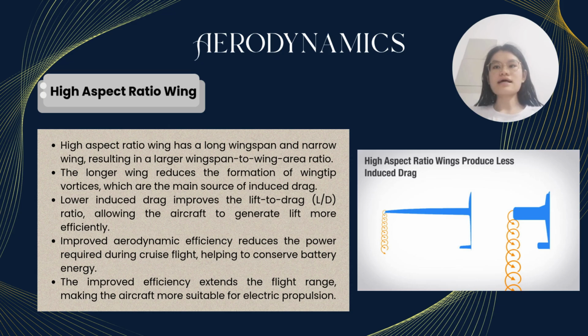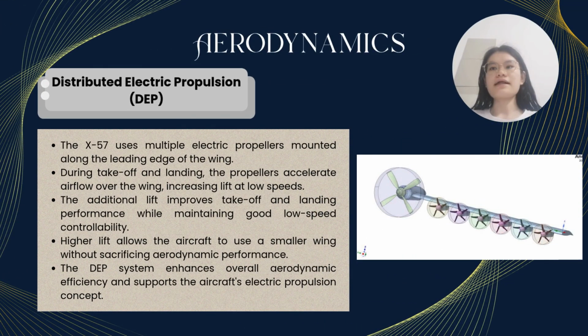Since wingtip vortices are the main source of induced drag, smaller vortices help to reduce induced drag. As a result, the aircraft achieves a higher lift-to-drag ratio, allowing it to generate lift more efficiently while using less power during cruise flight. This helps to conserve battery energy and extend the flight range, making the X-57 more suitable for electric propulsion. The second aerodynamic feature is the distributed electric propulsion.